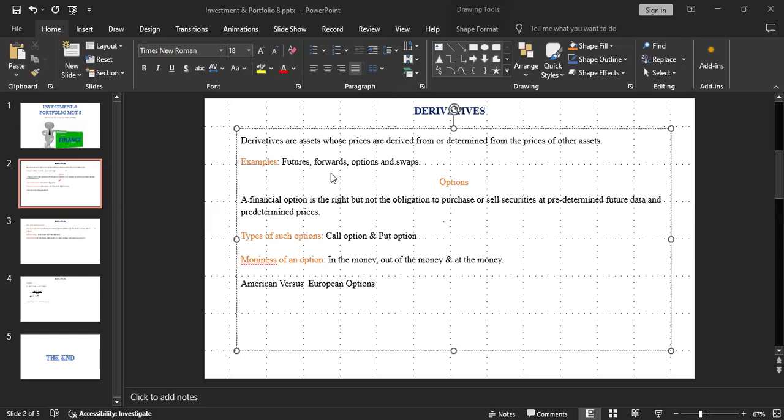Okay, so futures. A futures contract is one where two parties agree to execute a contract in future, and they agree on the price and the future date they will execute the transaction. So that is futures. And a forward contract is the same.